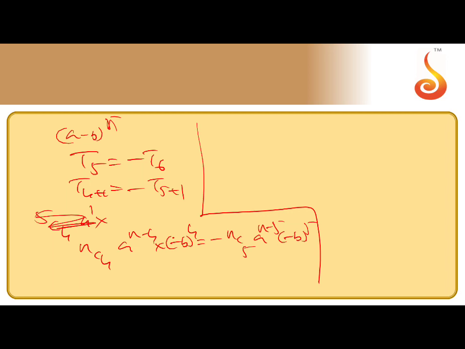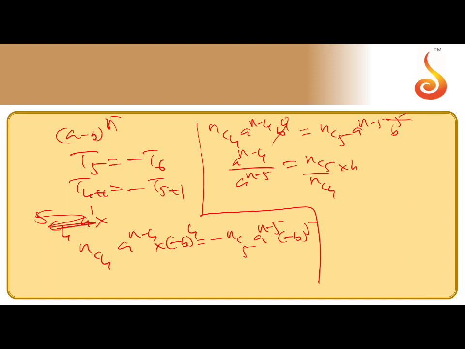So now we can simplify here. nC4 a^(n-4) b^4 on the left. On the right, minus with the odd power gives positive: nC5 a^(n-5) b^5. Cancel out the common terms and rearrange. Bring the a terms to this side: a^(n-4)/a^(n-5) = (nC5/nC4) b.